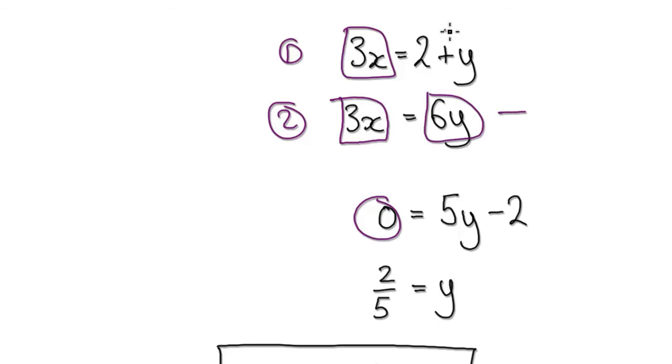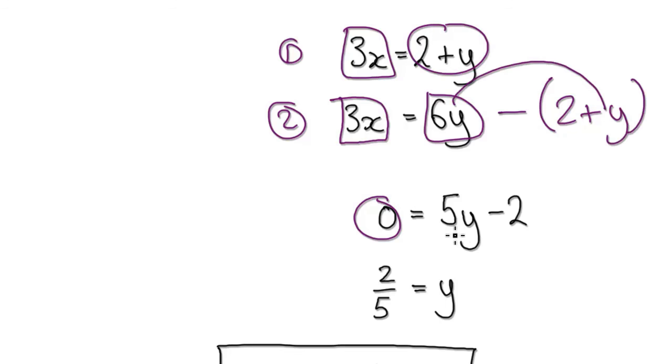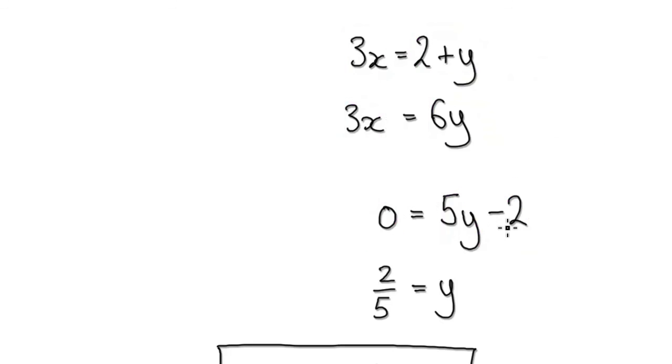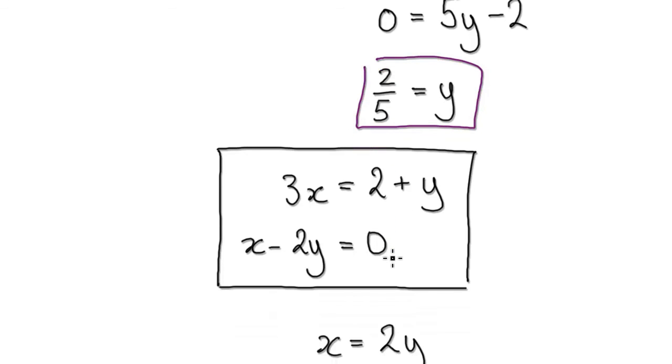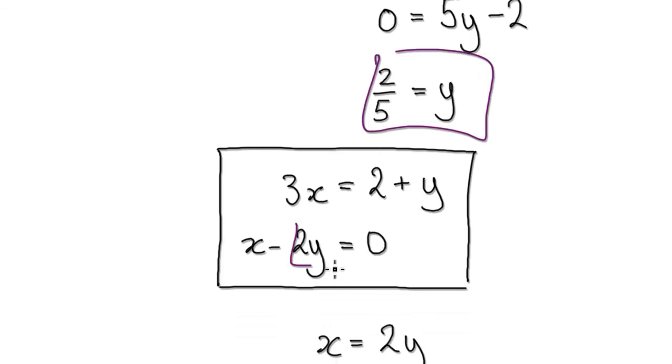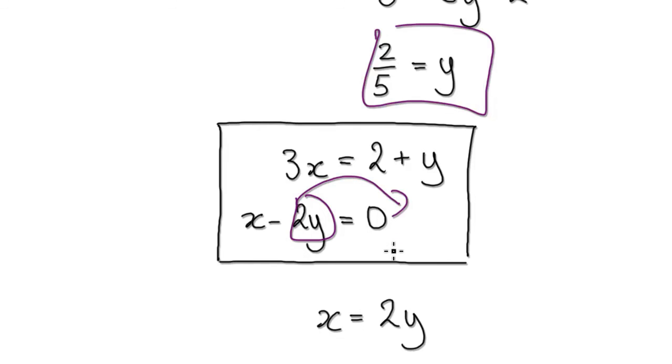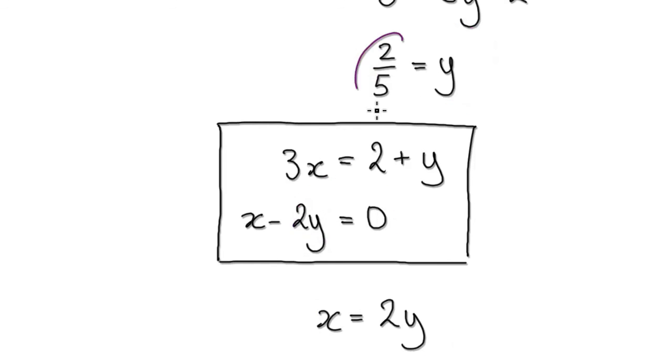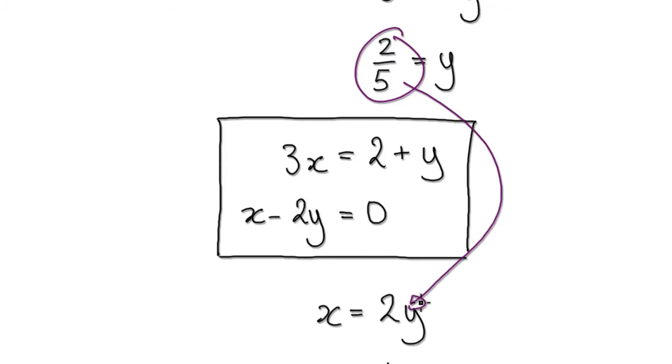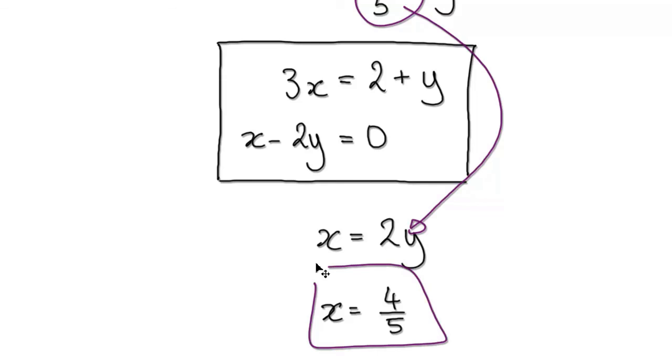This thing, take away this thing here, will be 5y, and then take away 2 will be this thing here. So y equals 2 over 5. Well, if you know y, then you can work out x. Now we know y. If you want to know x, then add 2y to both sides. That will then give you this. Because we already know y, we can just put it into here. So x must be 4 over 5. So we know our x and we know our y.